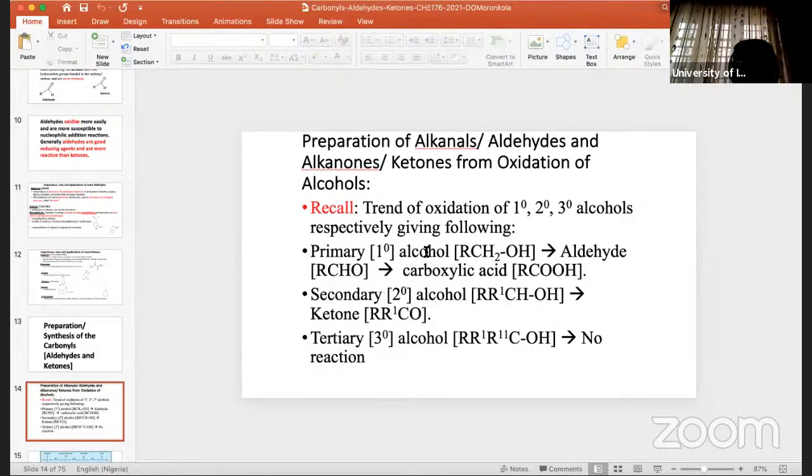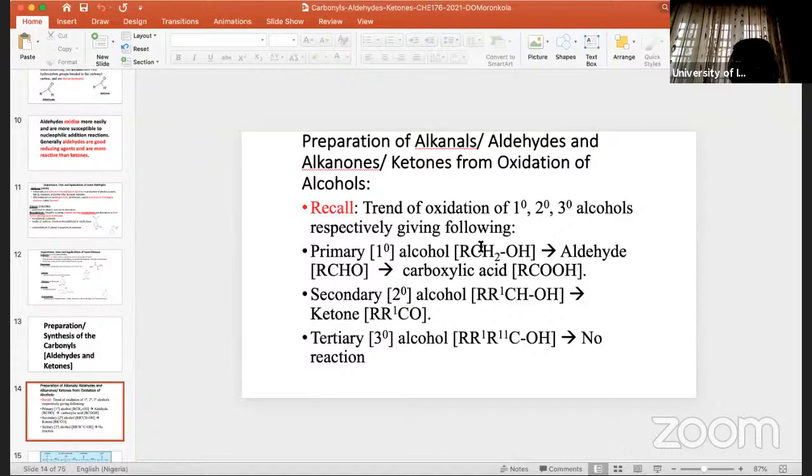Now, when you oxidize a primary alcohol, it will first produce an aldehyde, and further oxidation will finally give you your carboxylic acid or alkanoic acid when it's aliphatic. The secondary alcohol oxidizes to a ketone and stops there, while the tertiary alcohol does not even participate in oxidation at all. And we will see some good reasons for this very soon.